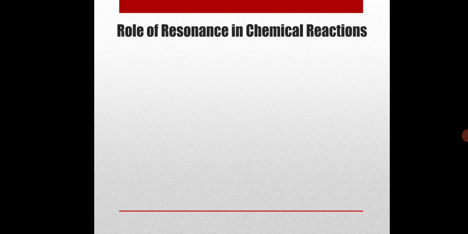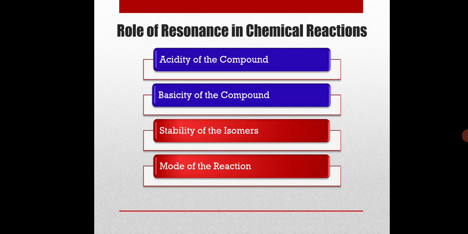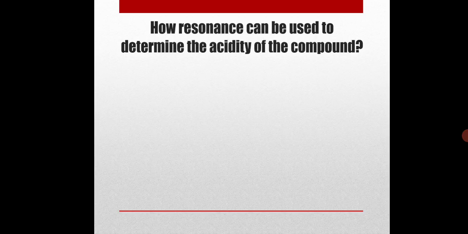Resonance plays an important role in chemical reactions. It can control the acidity and basicity of the compound. It can determine the stability of the isomer and also the mode of reaction. In this video, we are going to see how resonance plays an important role in determining the acidity and basicity of the compound. First, let us see how resonance can be used to determine the acidity of the compound.